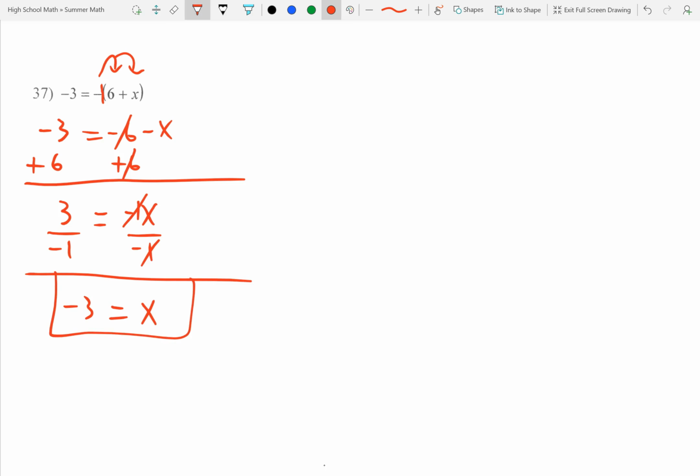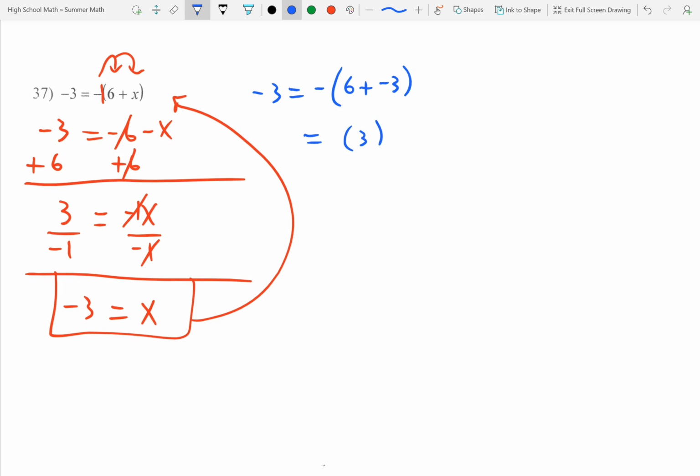We could take this value of x equal negative 3 and substitute it back in. It would look like this. Negative 3 equals, we have negative parentheses, 6 plus what we think x to be, in this case negative 3. Well, 6 plus negative 3 is a positive 3. And clearly you can see that negative positive 3 will be negative 3, and that is equal to negative 3. This is a true statement. Thus, we know x equal negative 3 is a solution.